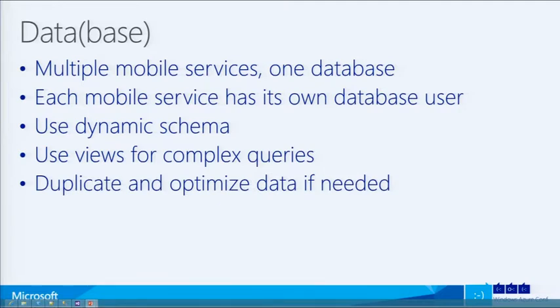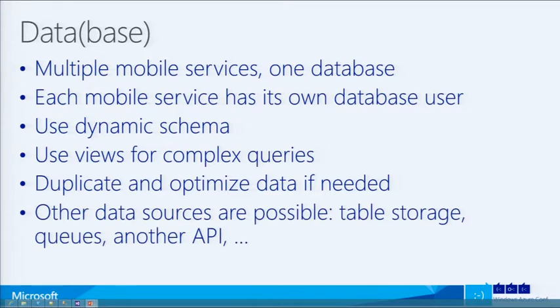And when working with these scenarios, it's a good thing, like you would do when working with a NoSQL approach like table storage, to duplicate and optimize data if needed. Let's say you have multiple tables. Since you don't have joins, it's a good idea to duplicate certain data so that you can easily find your way around your data model. And if you really want to, in your server-side scripts, you can access table storage, queues, another API, anything you want.